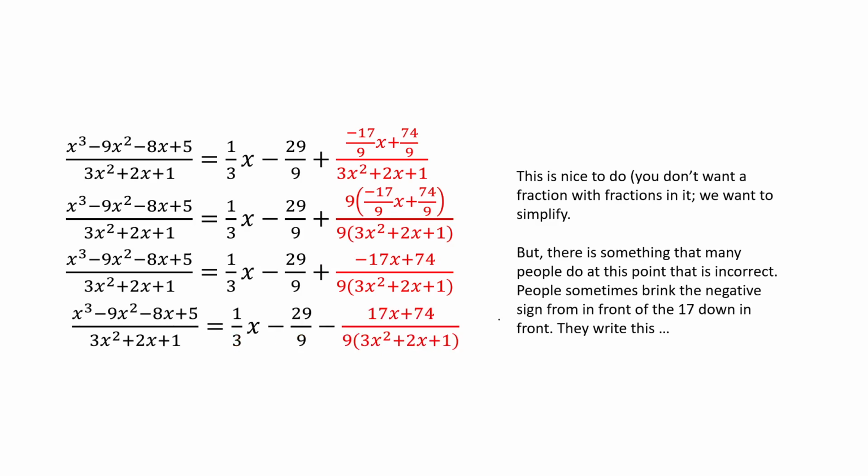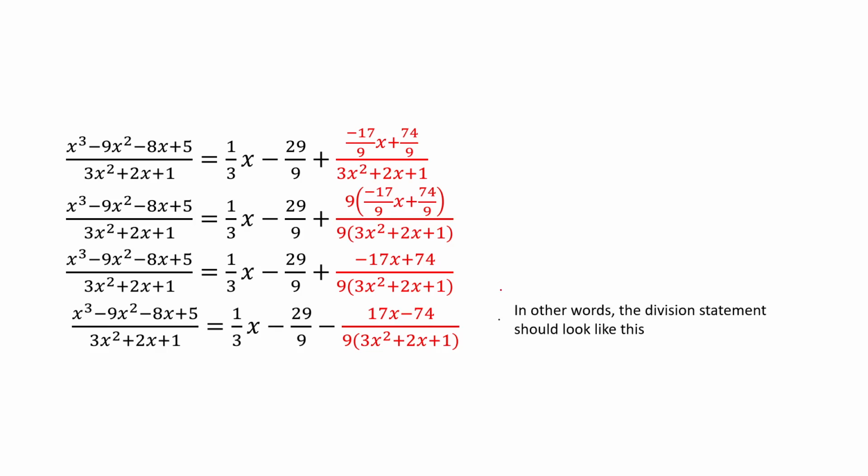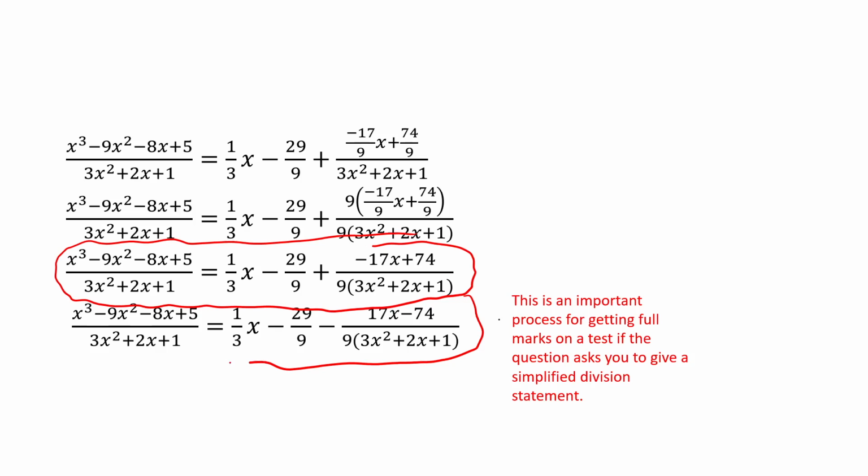Okay? So again, here's the mistake people make. They take that minus sign in front of the 17x. They bring it down there, and that's all they do. But that green plus sign should be a minus sign, and it should look like this. Okay, so that would be your correct division statement in a very sophisticated way. Now, it's an important process for getting full marks on a test. If you leave it with just a plus sign in front like that, I'll mark that correct. And if you put a minus sign in front like that, I'll mark that correct.